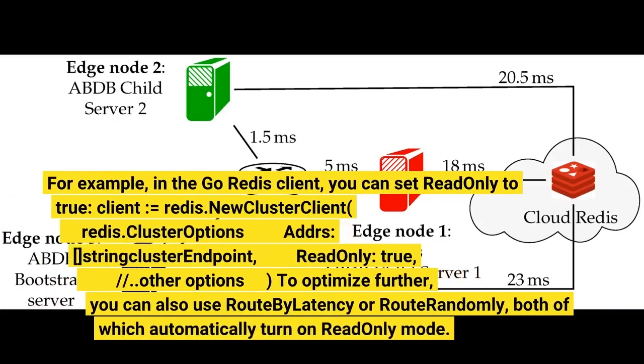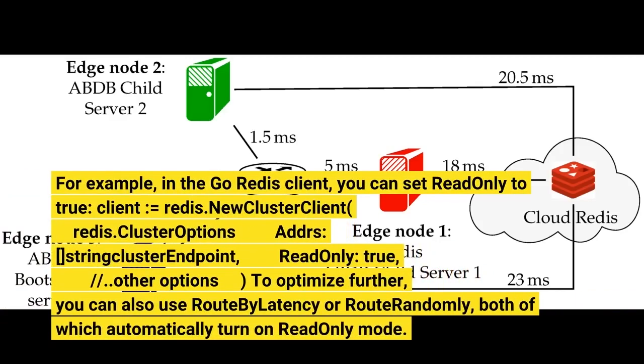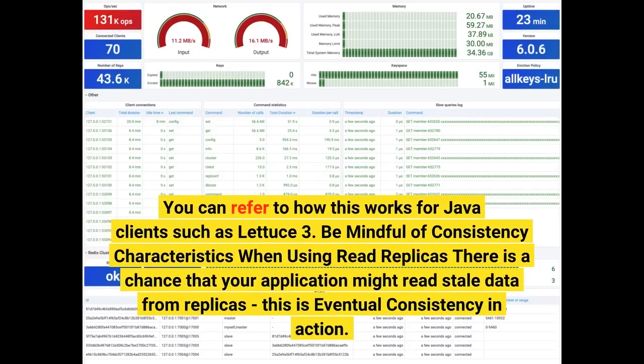For example, in the Go Redis client, you can set ReadOnly to true: client := redis.NewClusterClient(&redis.ClusterOptions{Addrs: []string{clusterEndpoint}, ReadOnly: true, // other options}). To optimize further, you can also use RouteByLatency or RouteRandomly, both. You can refer to how this works for Java clients such as Redisson.